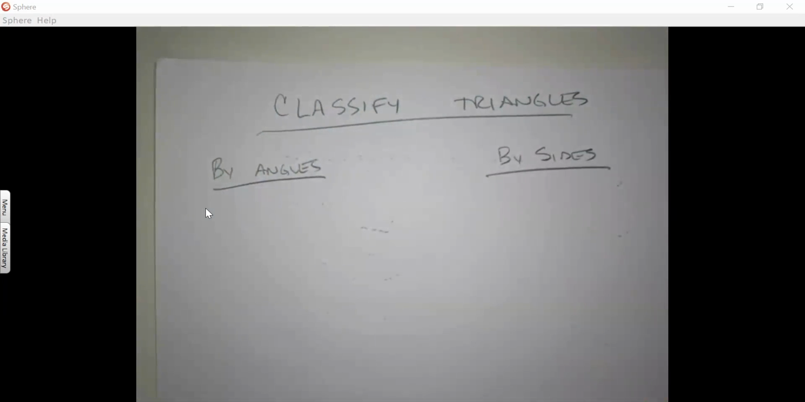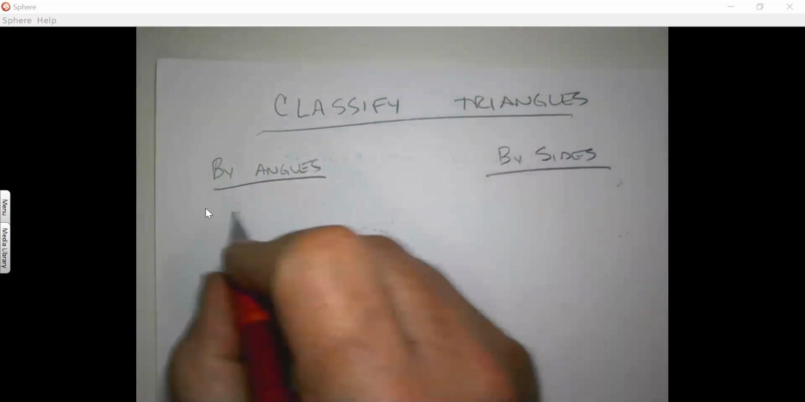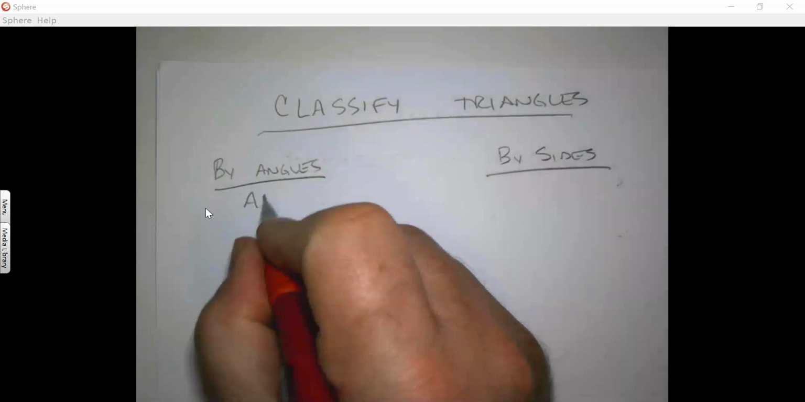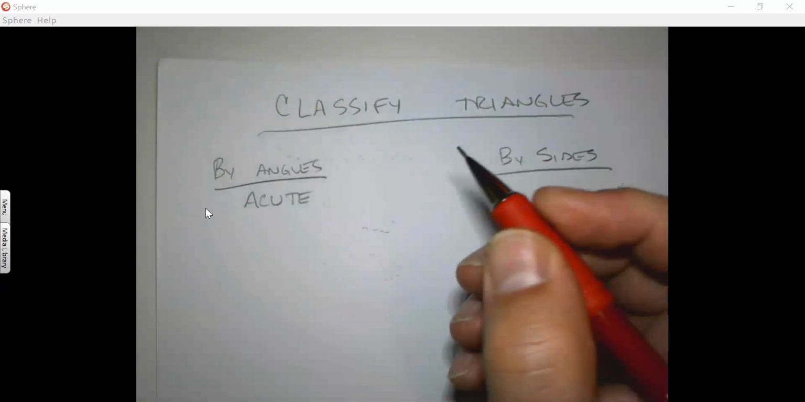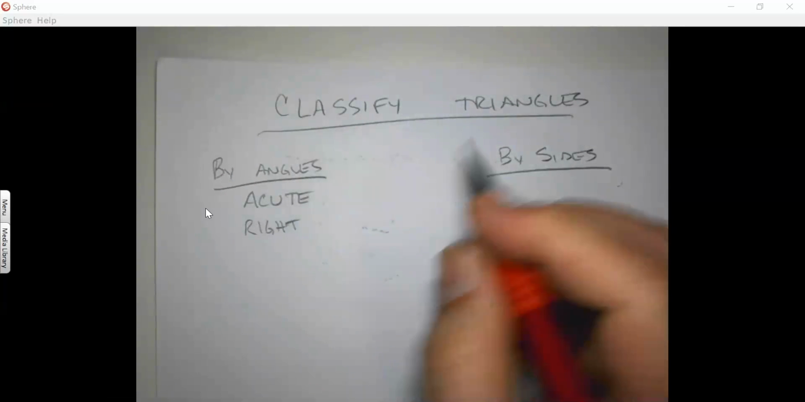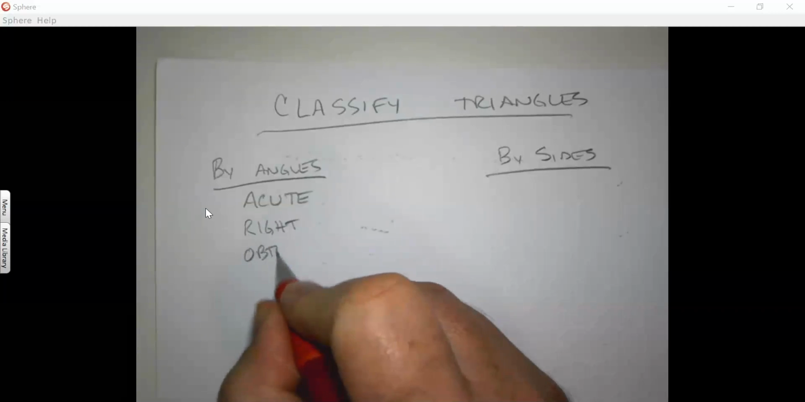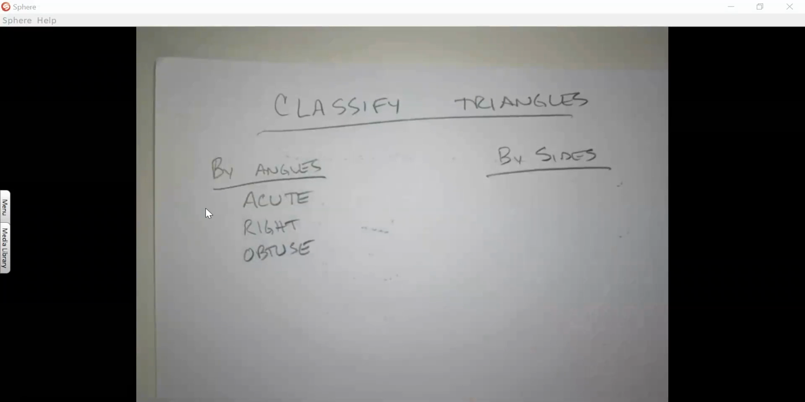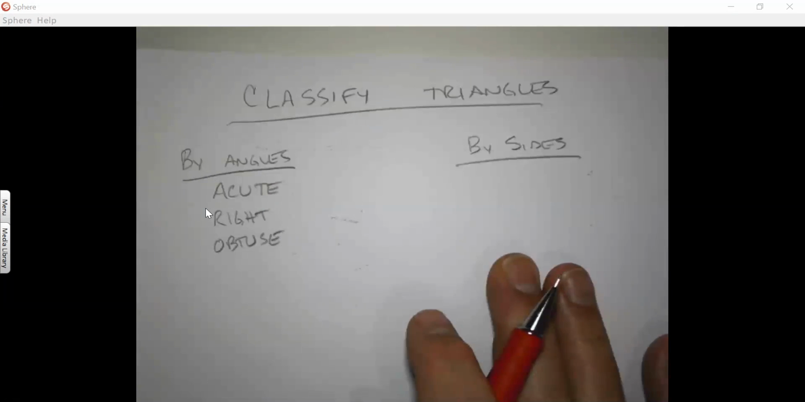When we classify by angle, what we're doing is we're looking for the largest angle and saying if that angle is acute, then the triangle overall is acute. If that largest angle is right, then the triangle overall is right. And if that largest angle is obtuse, then the overall triangle classification is obtuse. And then we also had the ability to classify by side lengths.